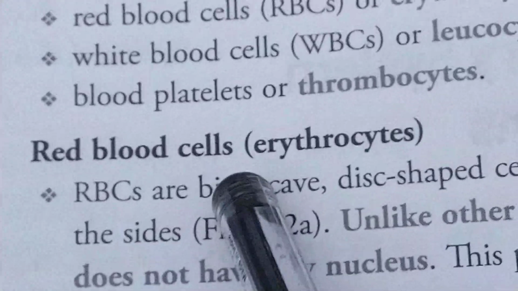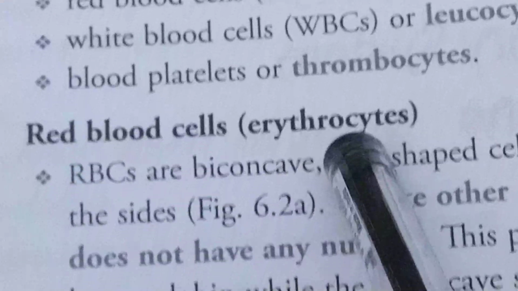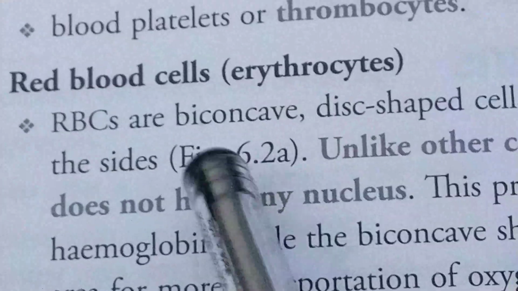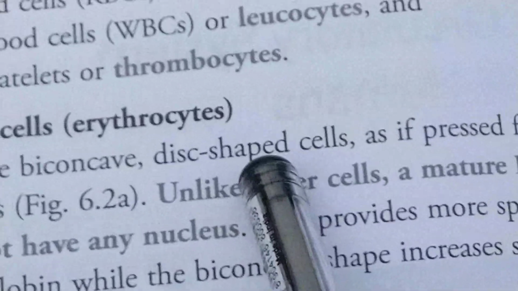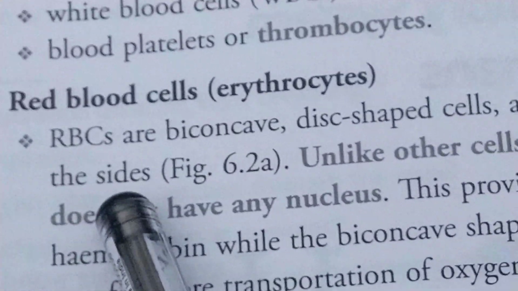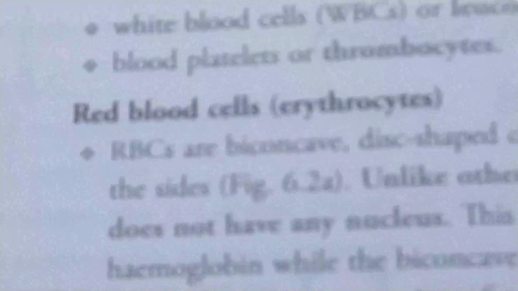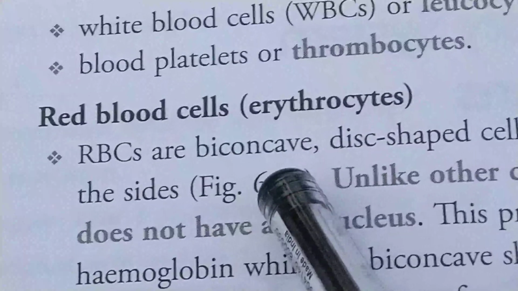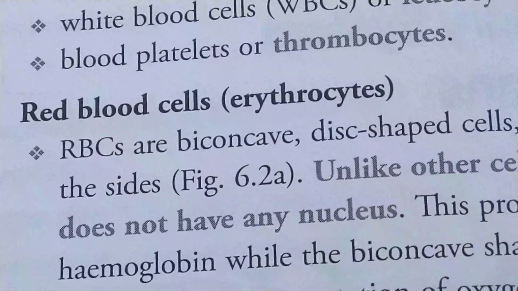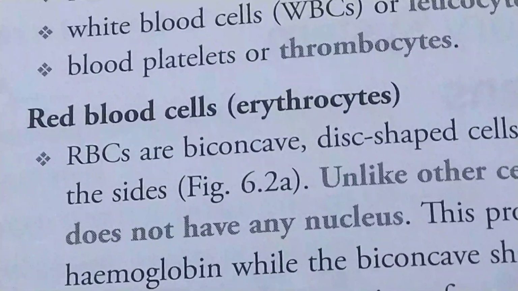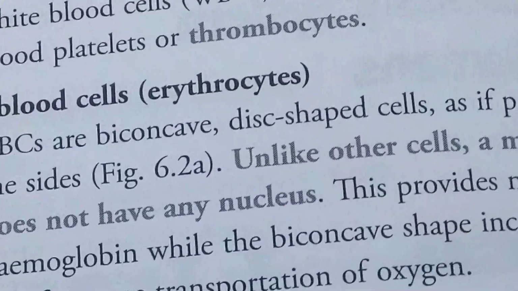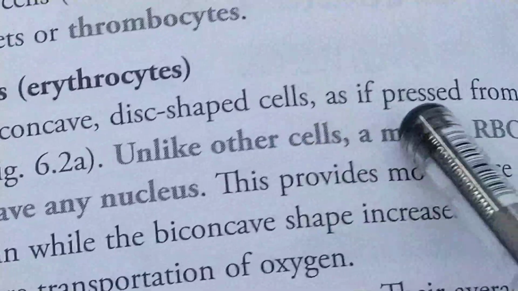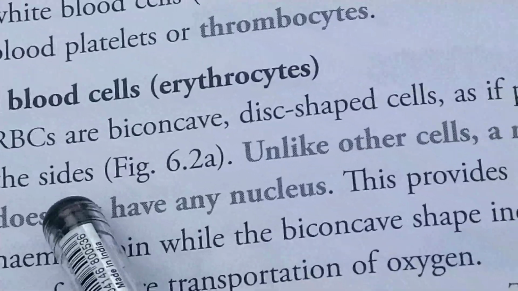Next, red blood cells or erythrocytes. RBCs are biconcave, disc-shaped cells as if pressed from the sides. मतलब आरबीसी का स्ट्रक्चर कैसा होता है? बाइकॉनकेव, मतलब लगेगा जैसा, मतलब शुगर क्यूब जैसा होता है, वैसे ही स्ट्रक्चर होता है बाइकॉनकेव एंड अ डिस्क शेप्ड, थोड़ा सा फ्लैटेंड होता है, एज इफ प्रेस्ड फ्रॉम द साइड्स.